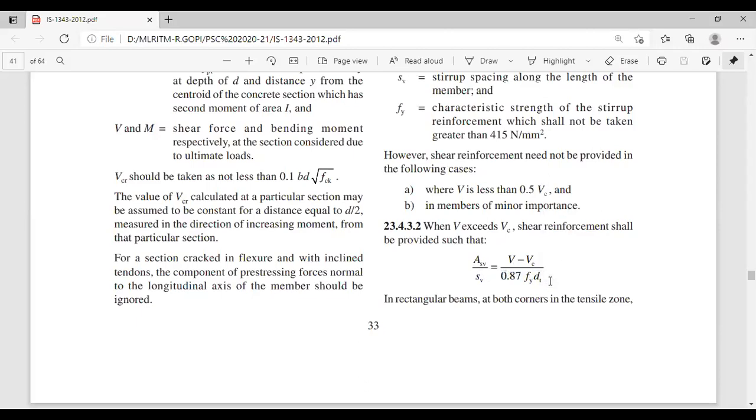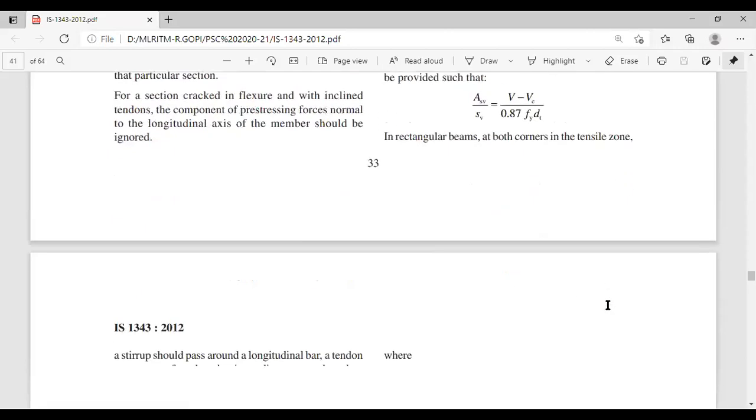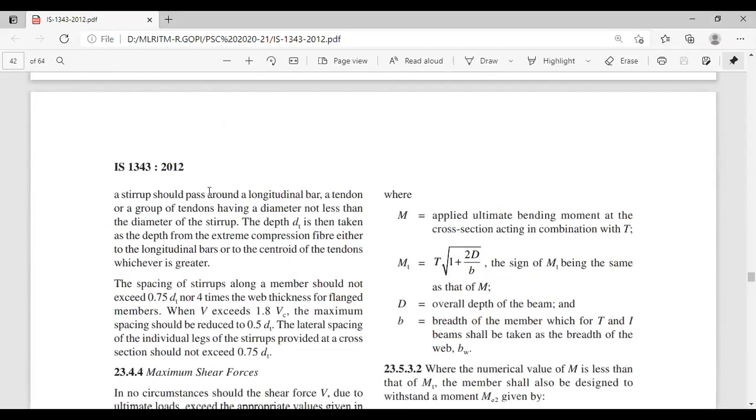This is the formula. In rectangular beams, at both corners in the tensile zone, a stirrup should be passed around a longitudinal bar, a tendon or a group of tendons having diameter not less than the diameter of the stirrup. Okay, the depth dt is taken as the depth from the extreme compression fiber either to the longitudinal bars or to the centroid of the tendons, whichever is greater.